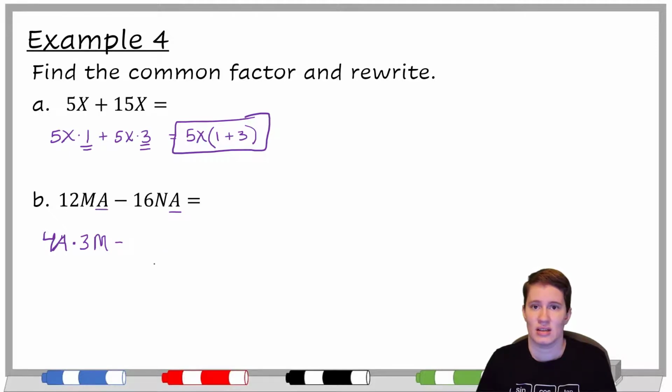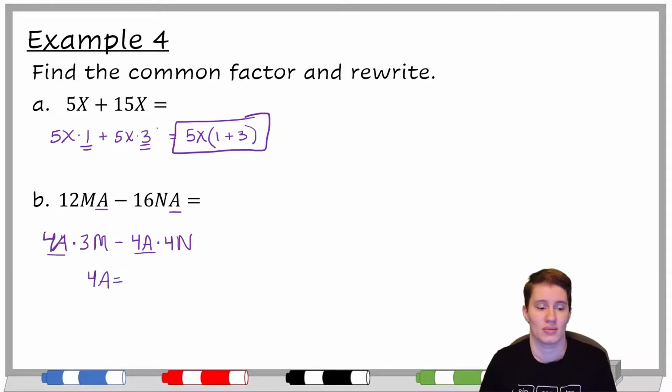So what about 16na? That'd be 4a. Sorry, I got distracted. So our common factor is 4a. We'd have to do 4 times 4 to get 16. Then we need to put the n in because we haven't put it anywhere else. So our common factor is 4a because it's in both of them.